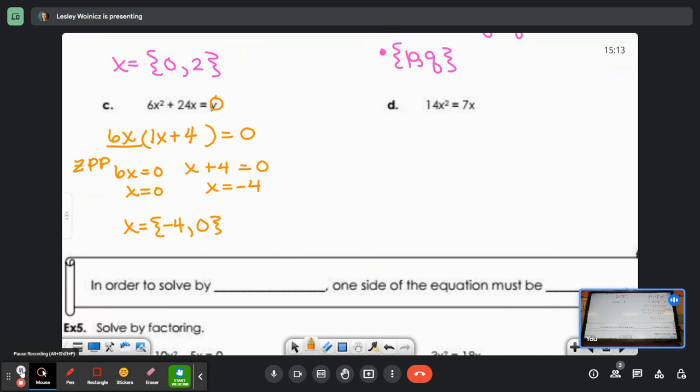Okay, the next one is a little bit weird looking. What is it missing? What do we have here that we don't have there? 0. A 0. So how are we going to get rid of the 7x and turn it into a 0? Subtract the 2. Okay, I heard two really good ideas. I want to address the divide first.